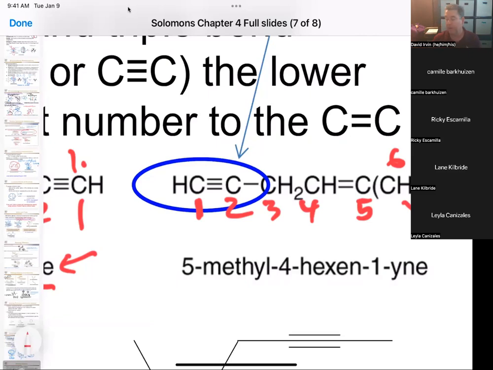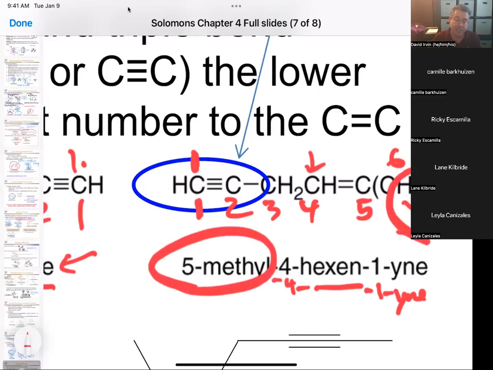So in this case here, we have 1, 2, 3, 4, 5, 6, and then we have a substituent methyl group here. So we're going to say that our hexyne starts on the number 1, our hexene starts on the number 4. Okay, so we have 4-hexen-1-yne, and then our substituent here. So we have our 5-methyl-4-hexen-1-yne. Okay, does that make sense? Again, the thing at the end has the lowest number possible.